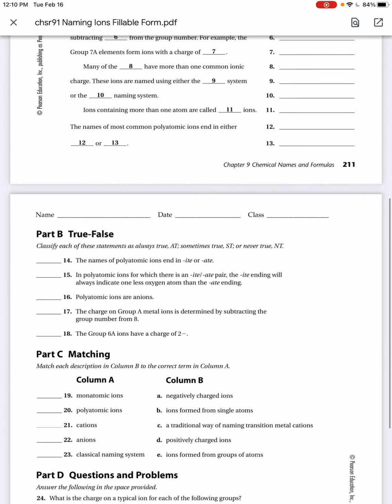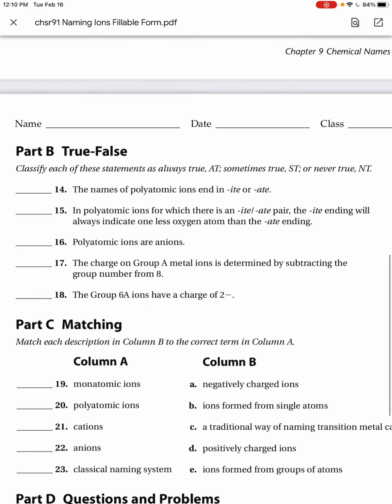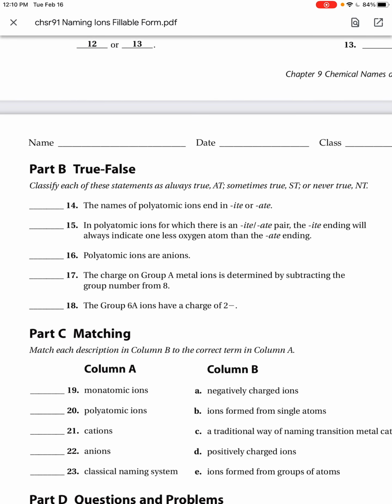So I'll give you the rest of these answers, but if you will bear with me, you do have to listen to me explain my reasoning. The names of polyatomic endings end in ite or ate. That's sometimes true, because I can think of ammonium, and some of them end in ous, O-U-S, etc. And for polyatomic ions for which there is an ite/ate pair, the ite ending will always indicate one less oxygen than the ate ending. That is always true, but you can't put an absolute number on it.